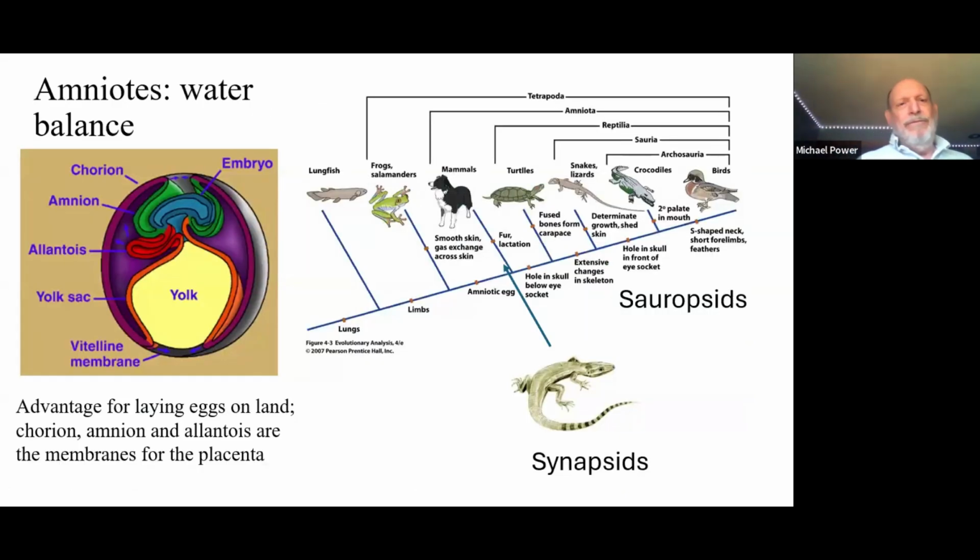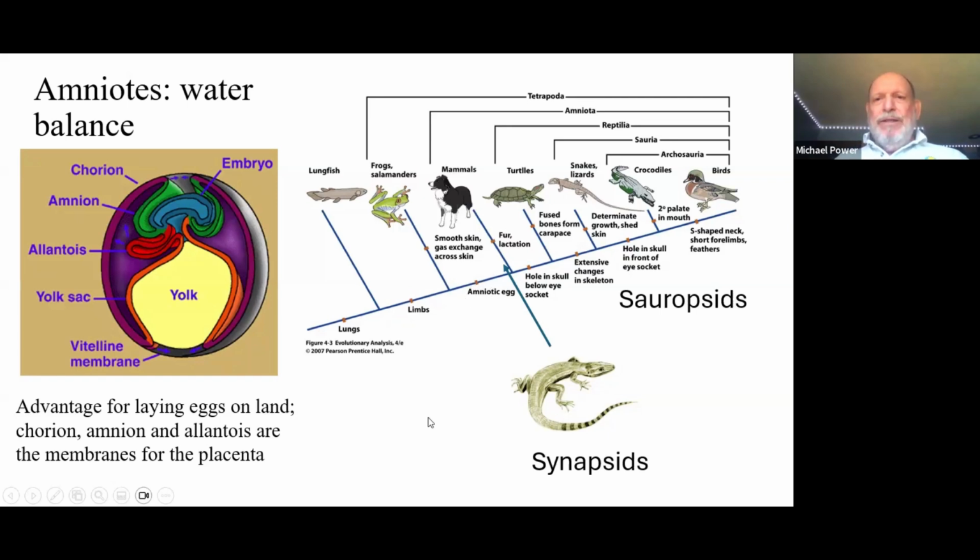So there's a whole set of very, very ancient adaptations that are all around water balance. One of the first ones is the amniotic egg. That's the egg that has these extra three membranes, the chorion, the amnion, and the allantois, which of course you'll realize at some point become the three membranes of the mammalian placenta, eventually about several hundred million years later. It's an advantage for laying eggs on land. You basically have it occurring in here.